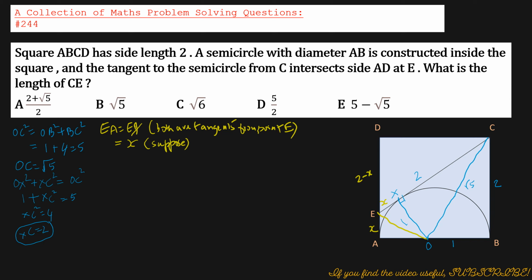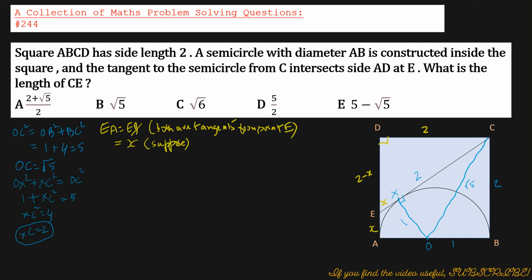I can use that approach, because we are trying to find out X, and we are going to use Pythagoras to find out X. So that's the plan. If I use X, yeah, this should work. I don't need to join OE, but if I need it, I'll join it later. So then DE equals 2 minus X, and CD is 2.